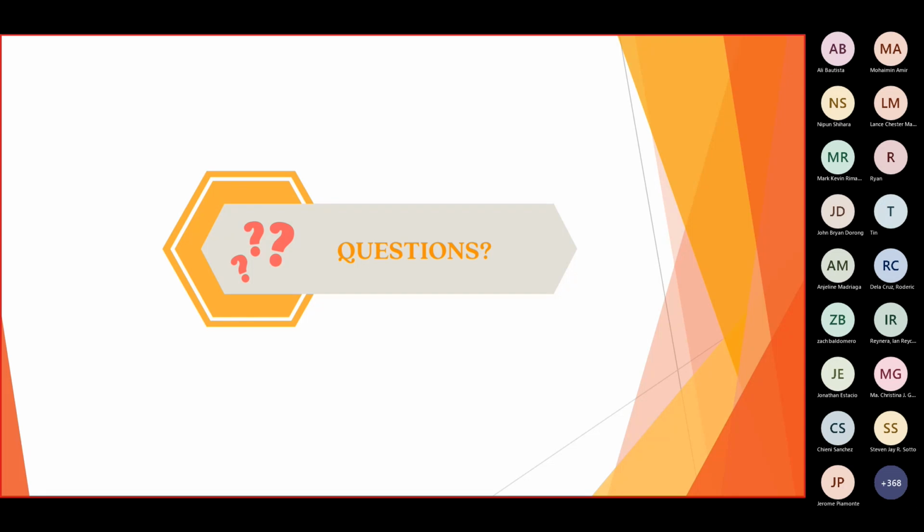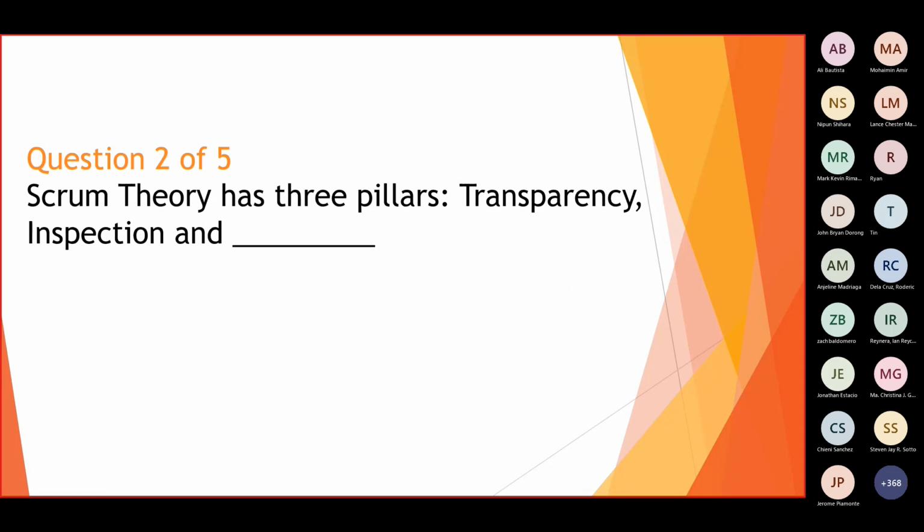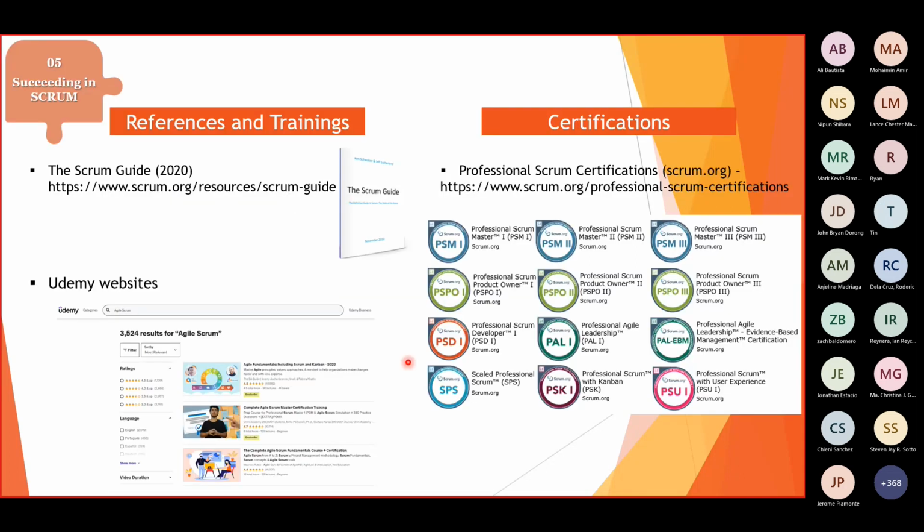Yeah, as for we have here a question. Are there any books about Scrum or Agile recommended? So definitely we just have this one, the Scrum guide. Mainly this is the main reference to deepen your knowledge on Scrum. But for books, I don't know if there is, but you may just use the Udemy websites. I can recommend those.